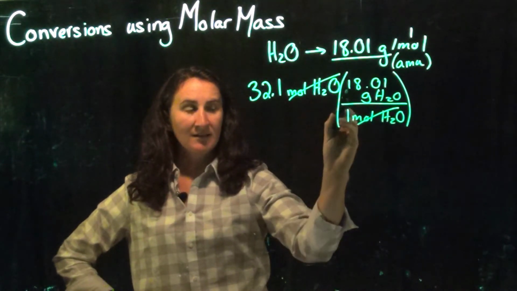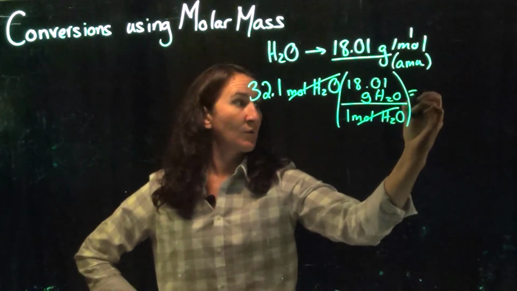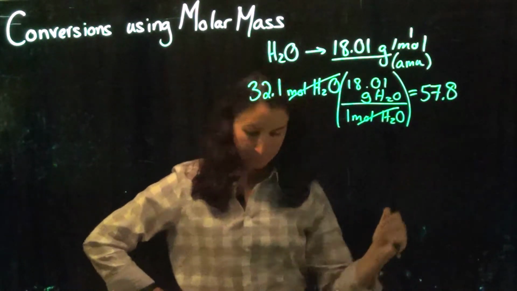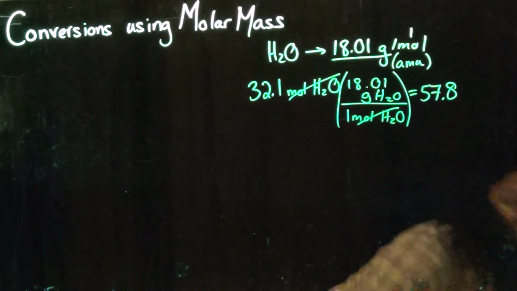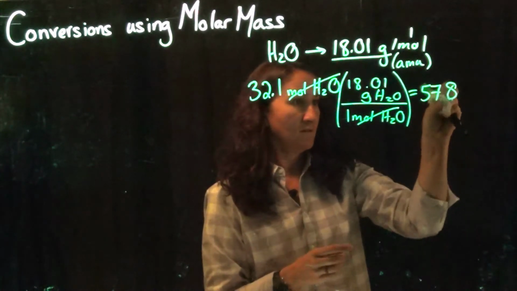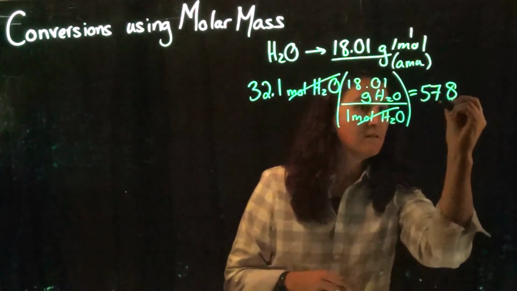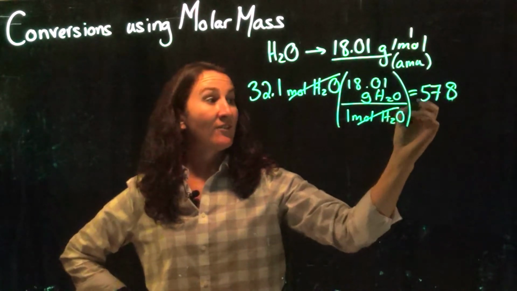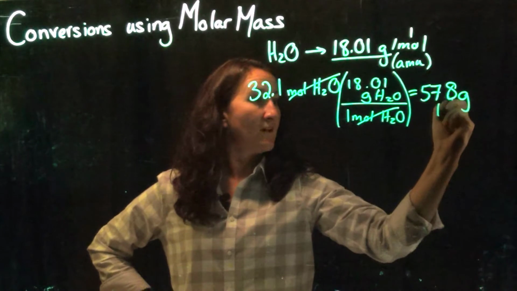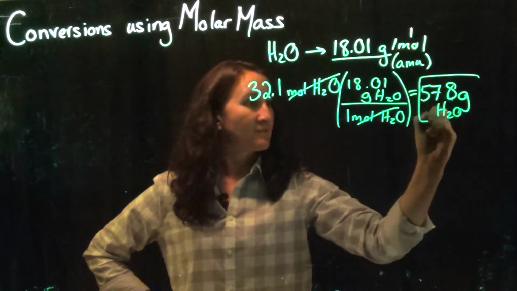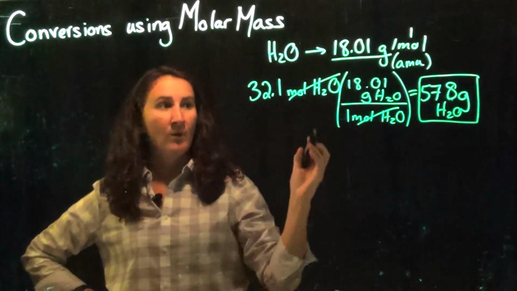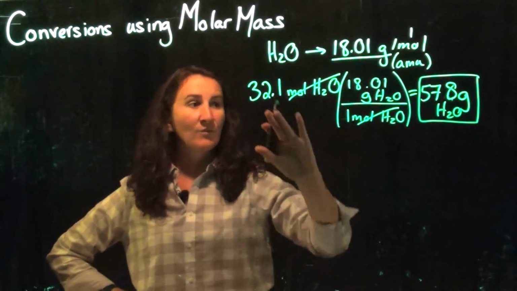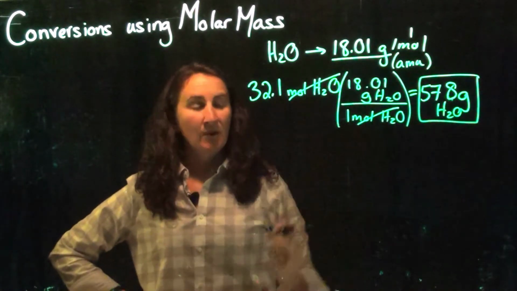So 32.1 times 18.01 is going to give us 578 grams of water. And I always put a box around my final answer. It helps me tell what was an intermediate step and what's my final answer at the end. So this is one example where we go from moles to grams.